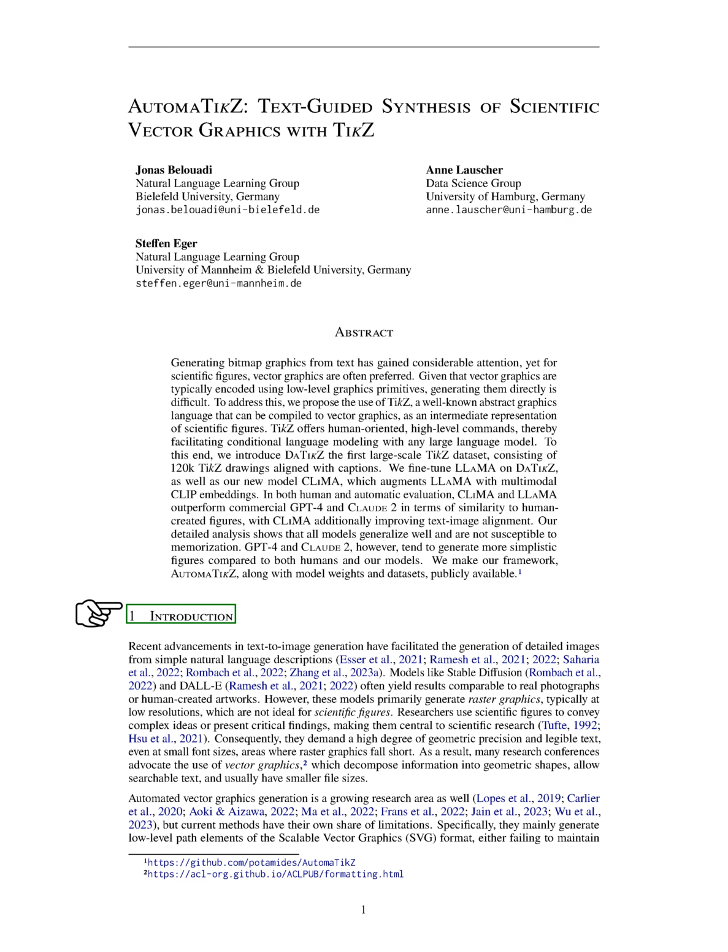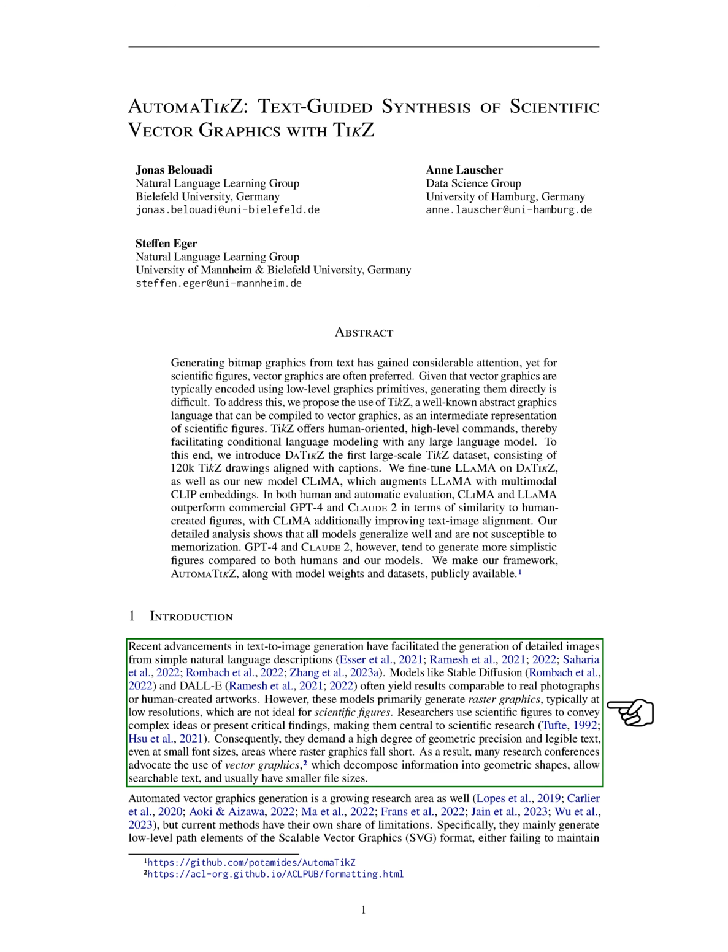Section: Introduction. We're going to talk about the recent progress in the field of text-to-image generation. This technology has made it possible to create detailed images from simple text descriptions. Some models are so good that they can produce results that look like real photos or artworks created by humans. However, these models usually create raster graphics, which are not the best for scientific figures.